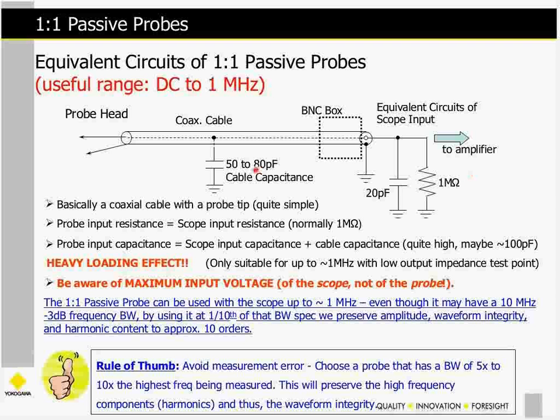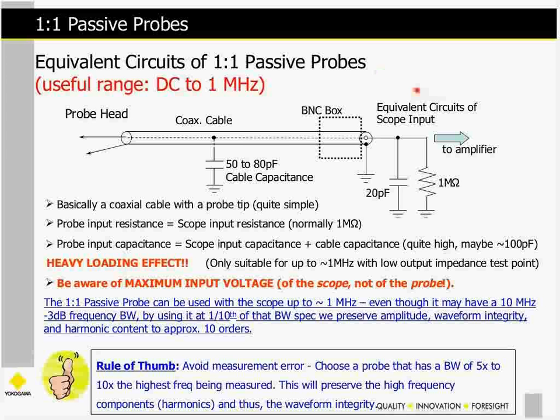Actually, it would see around 100 picofarads because I'm adding 80 picofarads of the capacitance to the 20 picofarads of the scope, which is very typical. And 100 picofarads is not going to be a problem to about 1 megahertz. So you may glance at this probe and it may say 10 megahertz on the side of it. I don't want you to use it at 10 megahertz. You'll have a 30% error.